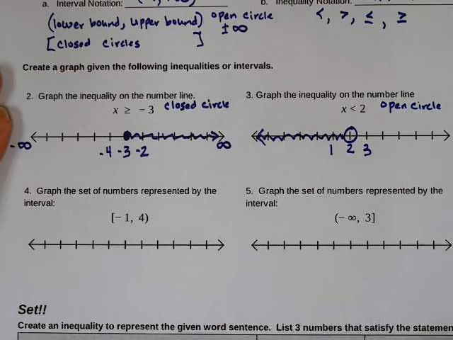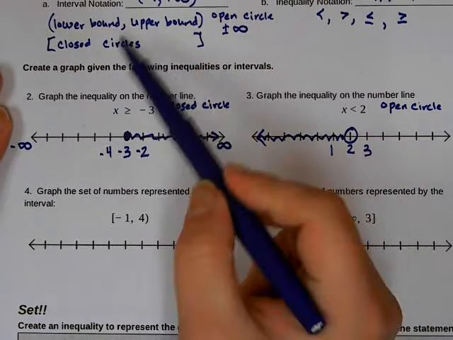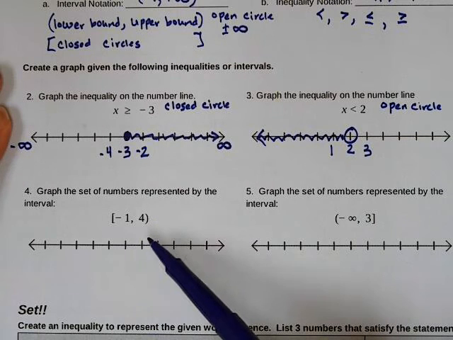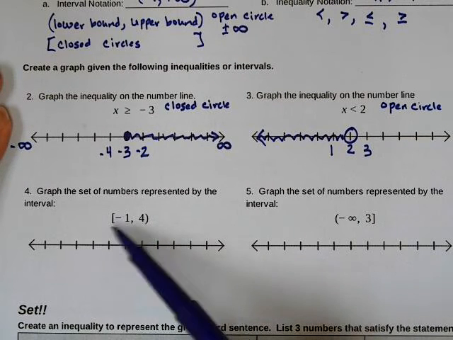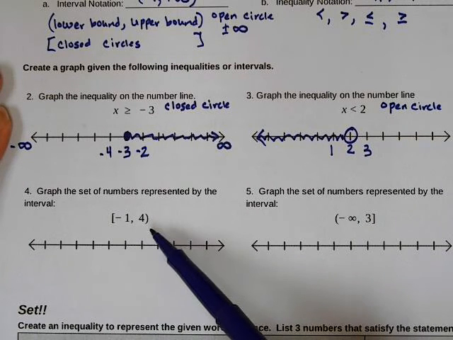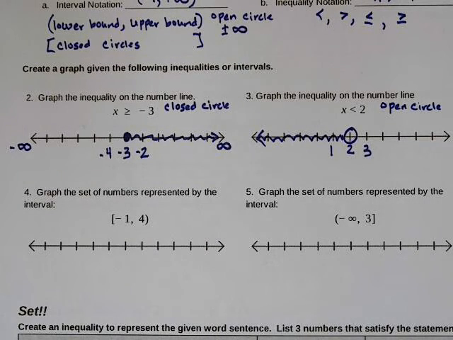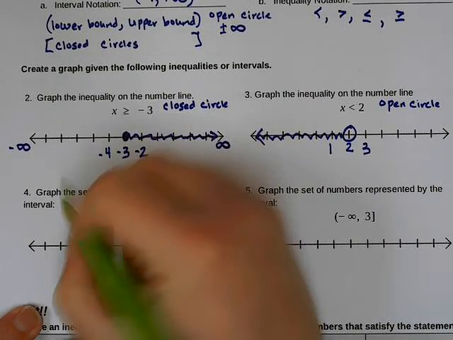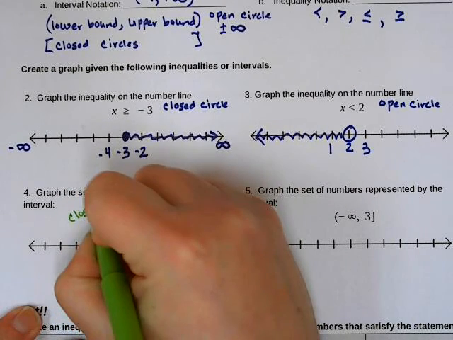All right, here's some more stuff with interval notation. So the stuff I was writing up here might make a little bit more sense now that you see another example of interval notation. So this is telling us we want all the numbers between -1 and 4. Since we have a bracket at -1, that tells us we're going to have a closed circle at -1.